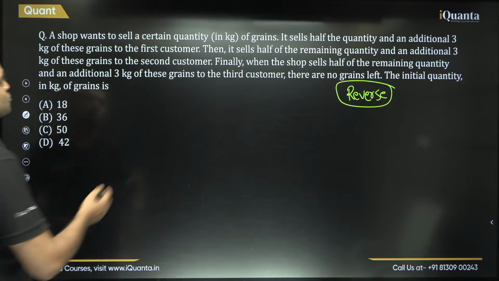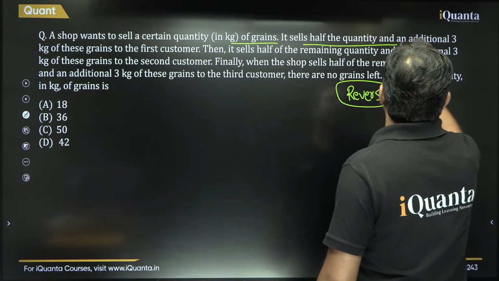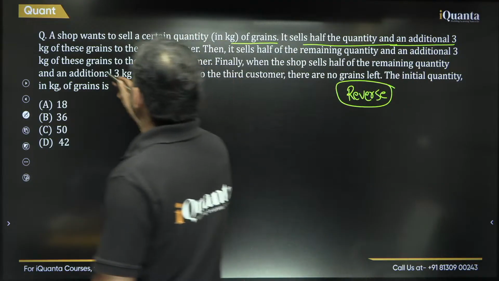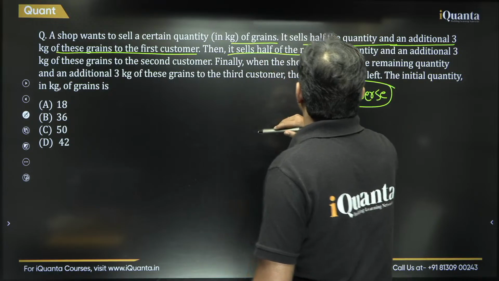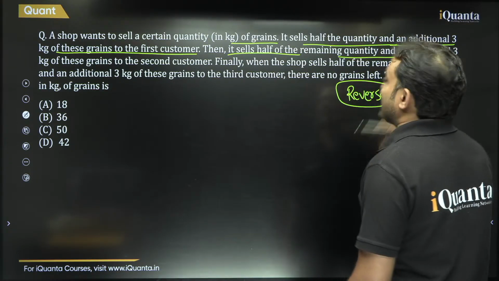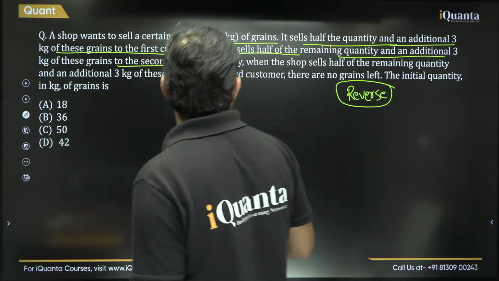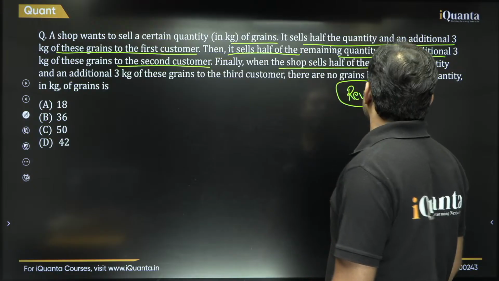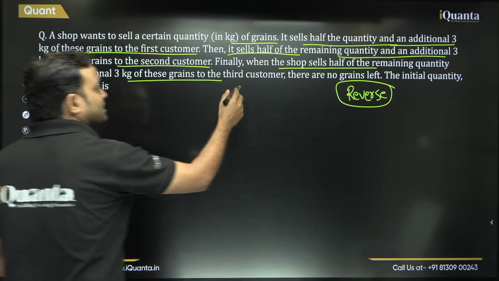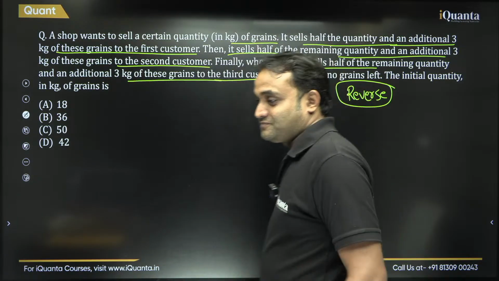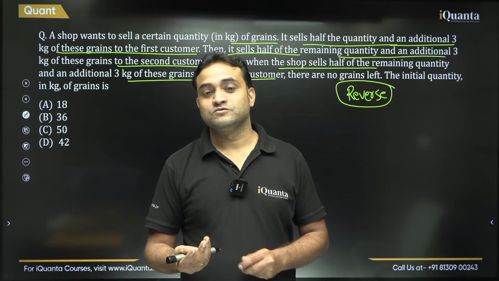A shop wants to sell a certain quantity of grains. It sells half the quantity and additional 3 kg of these grains to the first customer. Then it sells half of the remaining quantity and additional 3 kg of these grains to the second customer. Finally, when the shop sells half of the remaining quantity and an additional 3 kg of these grains to the third customer, there is no grains left. सो थर्ड कस्टमर को इसने हाफ दिया, 3 kg और दिया, तो इसके पास कुछ नहीं बचा.